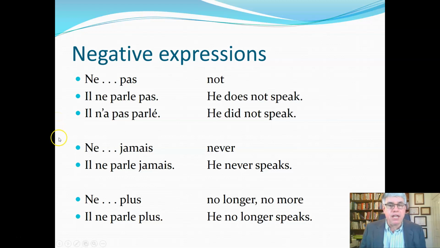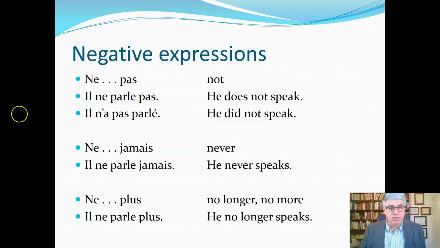Okay, now the next negative expression that we're going to use is ne jamais, and that means never, and it's formed the same way. The ne and the jamais go around the conjugated verb. Il ne parle jamais. He never speaks. Or in the past tense, it would be il n'a jamais parlé.